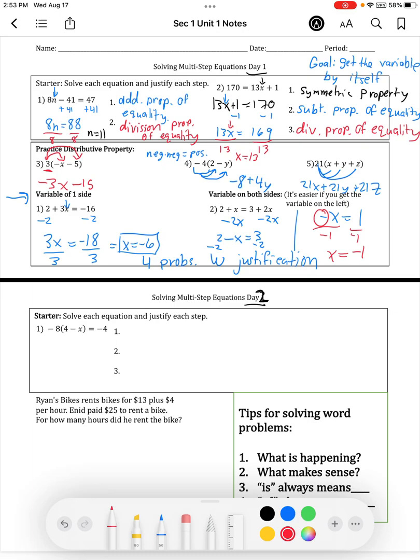Another way of thinking about this is we can't have a negative x, so we make this positive, which means we have to make the other side negative. Switch the signs. If you need more help with that, I'm happy to help you through it.